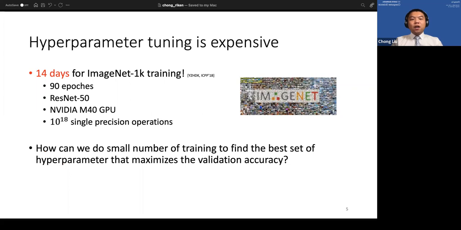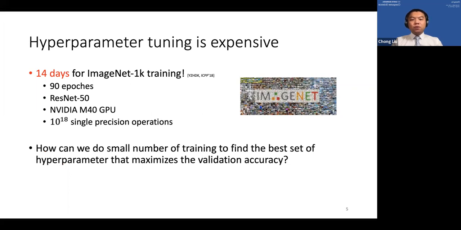The key question is, how can we do a small number of trainings to find the best set of hyperparameters such that it maximizes the validation accuracy, right? This is the goal of the hyperparameter tuning.